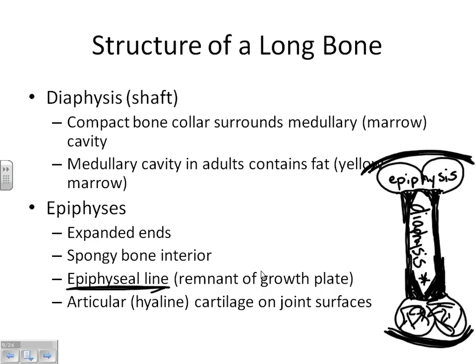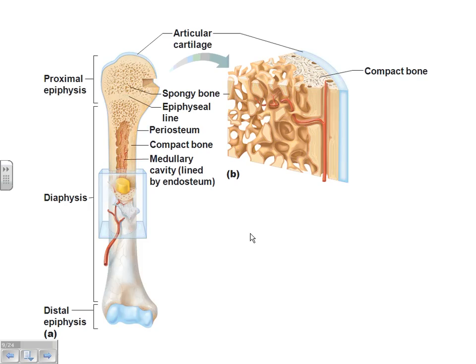And what type of cartilage did we say that was? Hyaline, articular cartilage. Good. Okay. Does that make sense? My drawing is beautiful, so it should make sense. All right. So here's their drawing, if you didn't think mine was good enough.